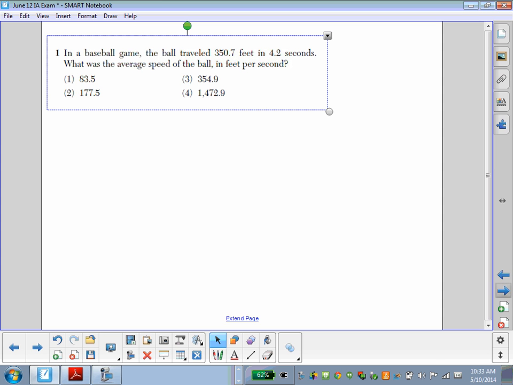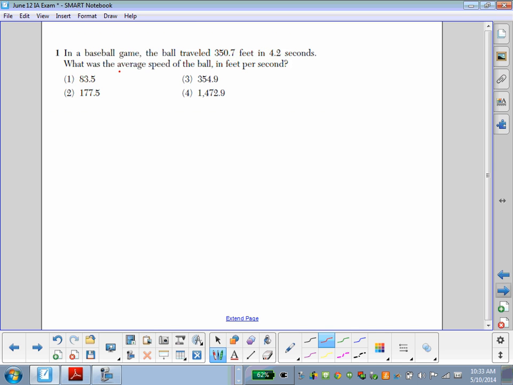So we're looking for the average speed of the ball in feet per second. Okay, we have information here. We have that it traveled 350.7 feet in 4.2 seconds. So when we're looking for feet per second, we're looking for the ratio feet per, where per means divide, second.